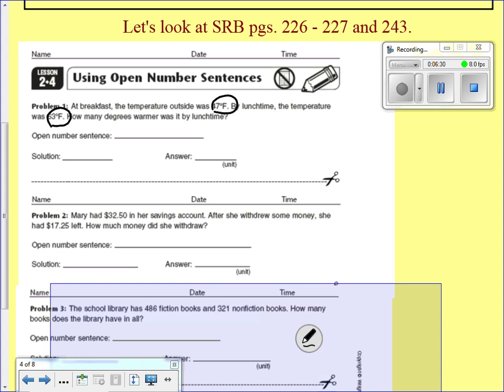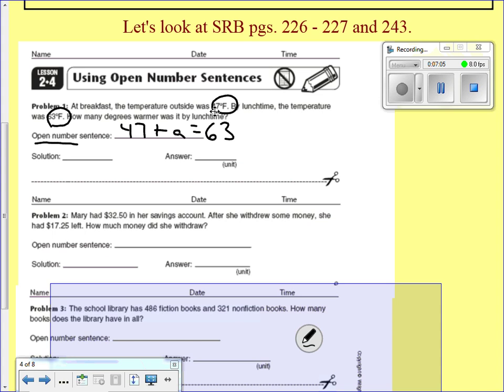So this is how you write the open number sentence. Remember, when we see this keyword open number sentence, we have to put a letter in there. I'm going to use the letter A in this situation, so that way, if I use the letter T, it's not going to look too much like a plus symbol. So we start with the number 47, because that's what it started with in the beginning of the day. And then we ended with the number 63, right? Because that's what it was at lunchtime. So then we have to find out what 47 plus A equals to get to 63.